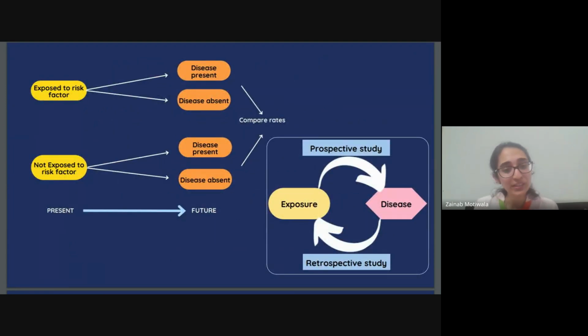So as I've mentioned before, and I always talk about it, we all start with exposed and not exposed, and then we follow them up till disease formation versus non-disease formation.